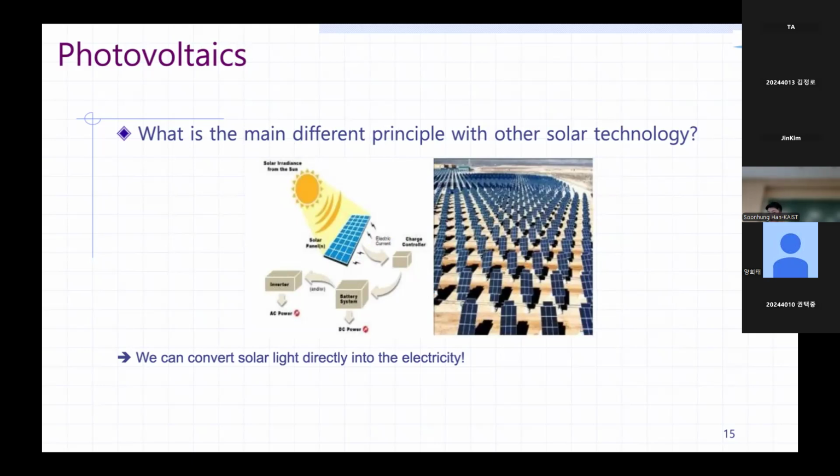Other technology, for example, like the wind power, and also the water and the nuclear. They all heat the water and then spin the turbine. That's the main principle. But solar, we have no turbine. We have just sunlight and then we can directly convert it to electricity. So this is a different principle compared to other technology.